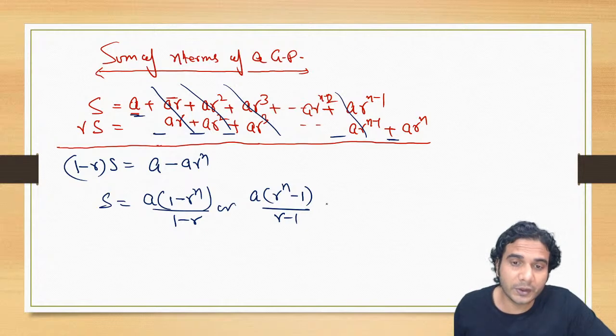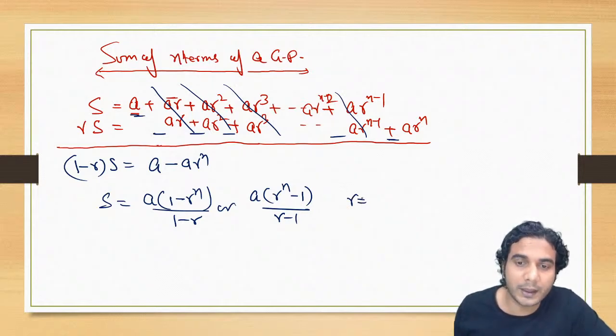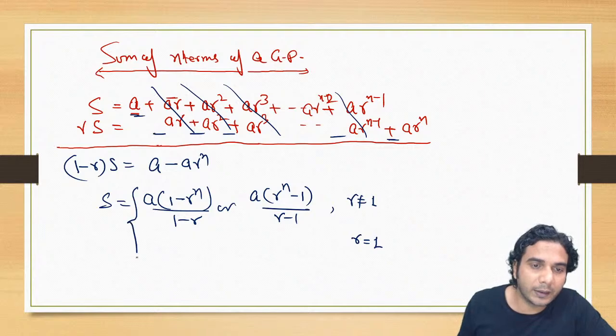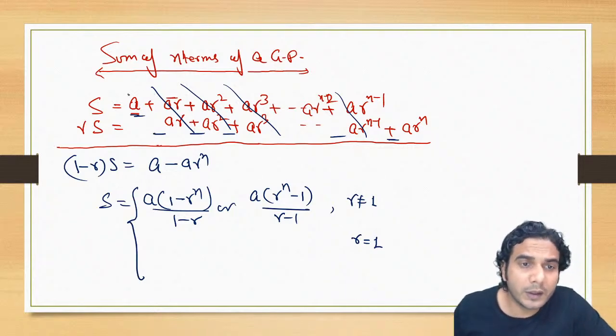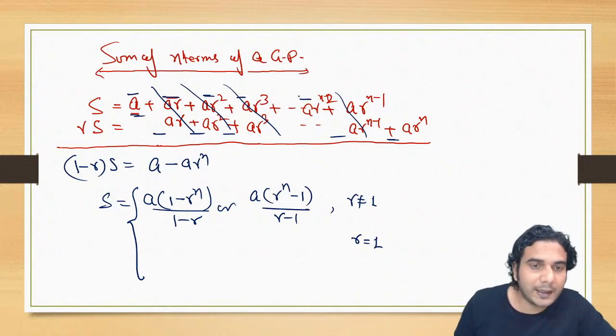But one thing is for sure, this formula is not valid when r is equal to 1. So make sure that r is not equal to 1. So what will be the answer if r is equal to 1? If r is equal to 1, then all terms will become a, right? So you are adding a n times, that is n times a.